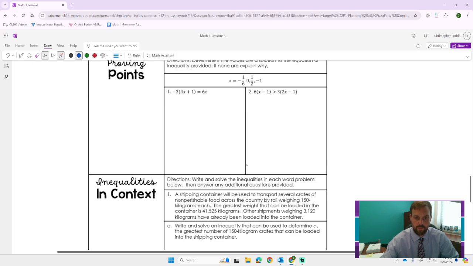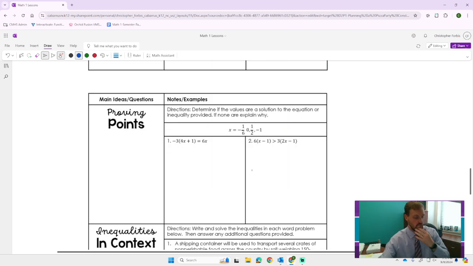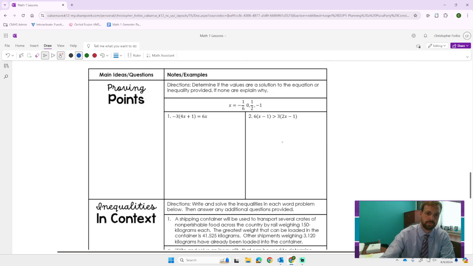Just a little bit more. One more page. All right. Proving points. This one's pretty straightforward. It's not terrible with inequalities. It says directions: determine if the values are a solution to the equation or inequality provided. If none are, explain why. And again, we'll verbally explain. You can write down as you need to.